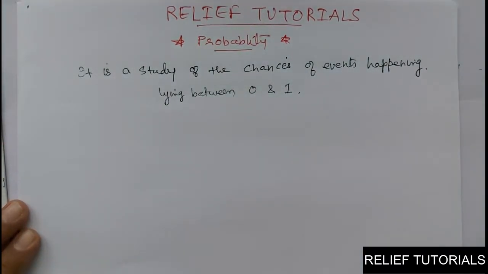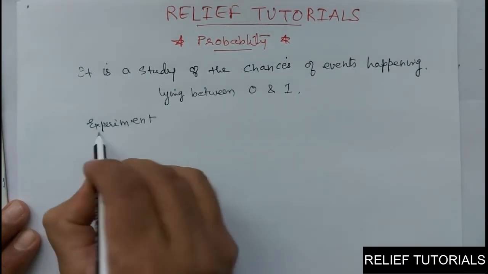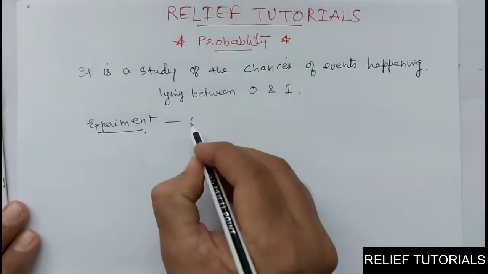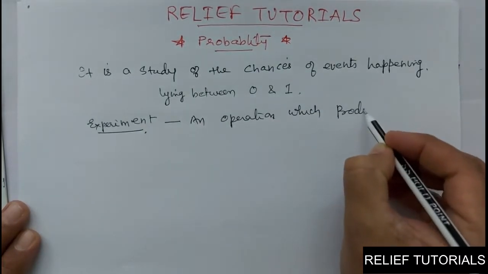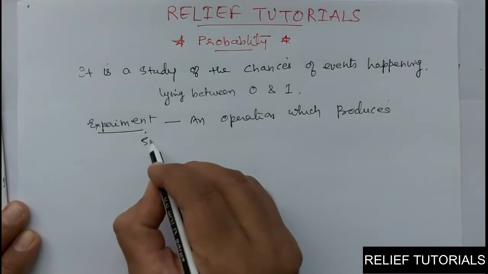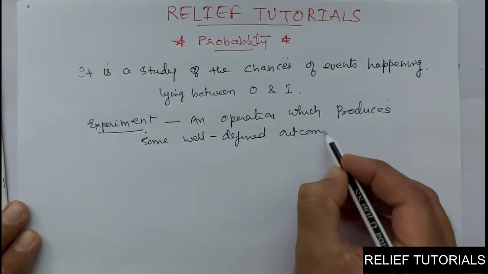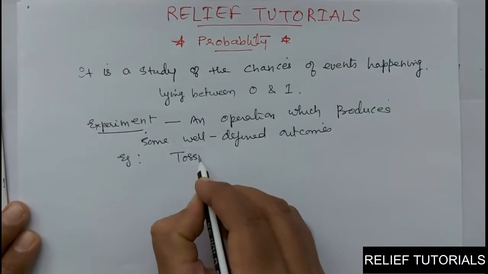Now, first we will learn a few terminologies of this chapter. First we will learn about experiments. So what is an experiment? It is an operation which produces some well-defined outcomes. It's called an experiment. Clear? Example, tossing a coin.